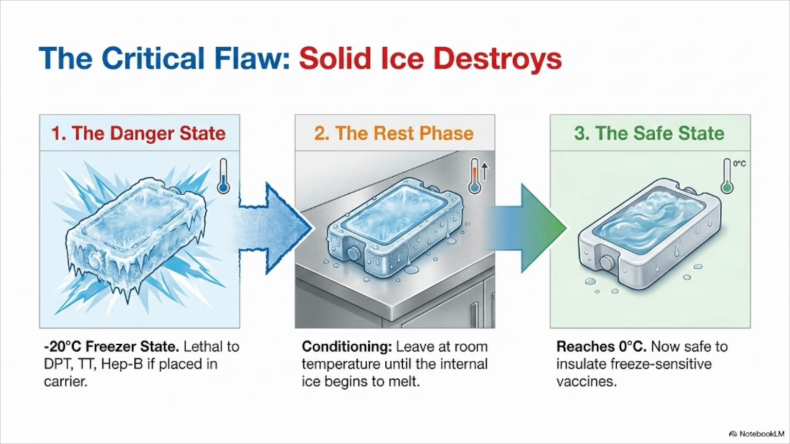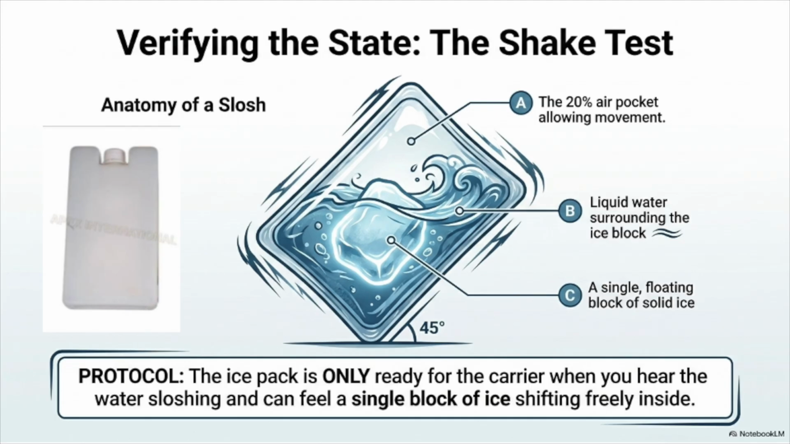This is why we need a rest phase called conditioning, where the ice pack is left at room temperature until the internal ice begins to melt. Once it reaches 0 degrees Celsius, it enters the safe state and is now safe to insulate freeze sensitive vaccines. How do we verify that the ice pack has reached this safe state?